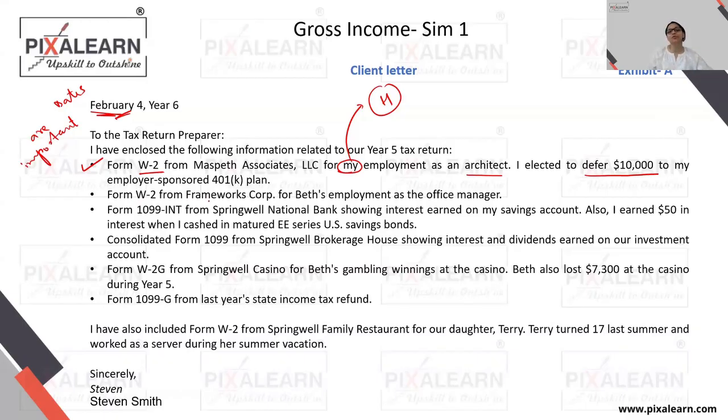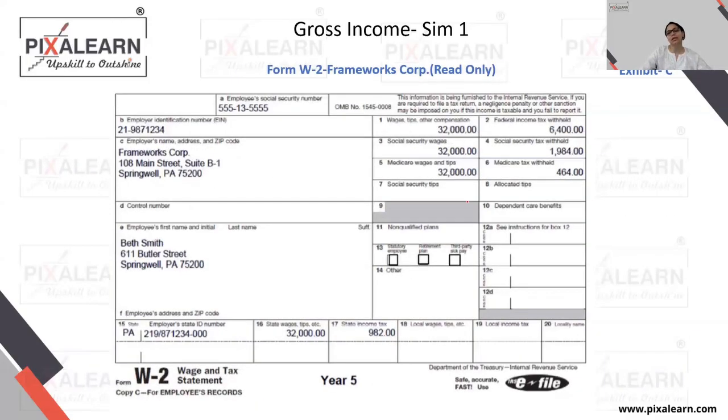They've also given you the W-2 from Framework Corp for Beth. So now this is the wife's return as the office manager. When the wife is working, there is no withdrawal, there's no contribution to a 401k for the wife. And here there's no ambiguity. We're going to take the full 32,000.